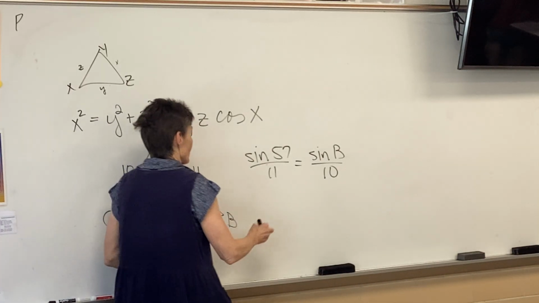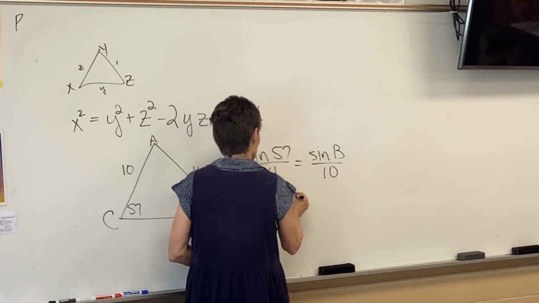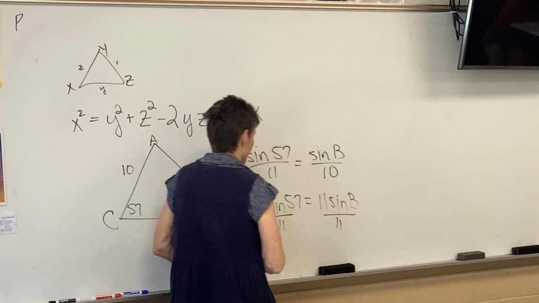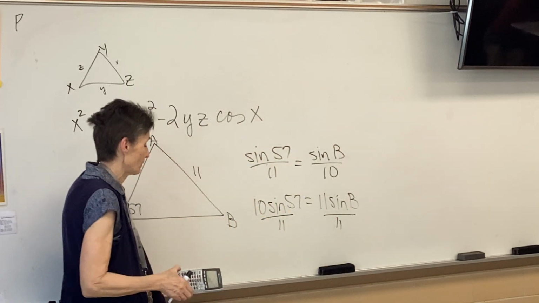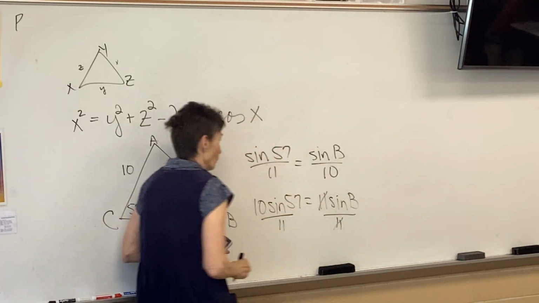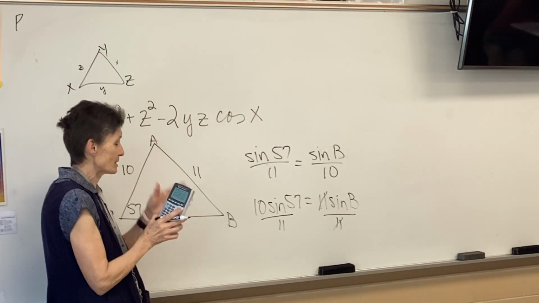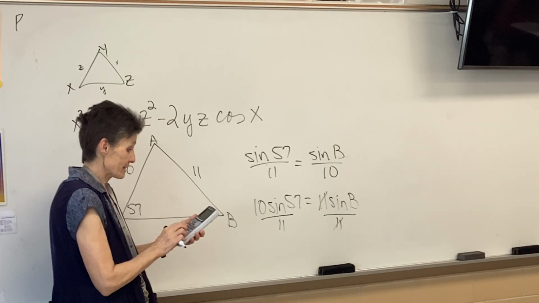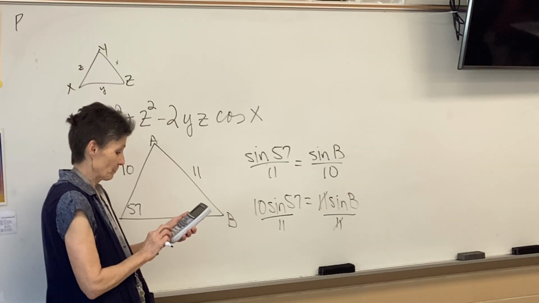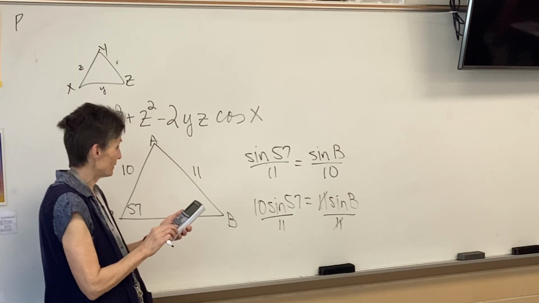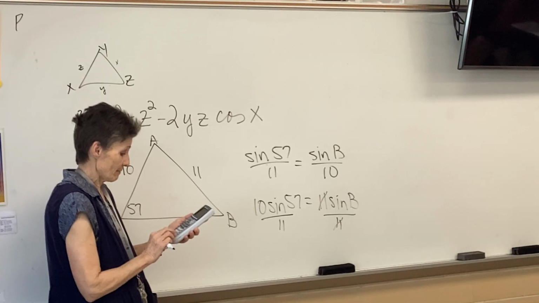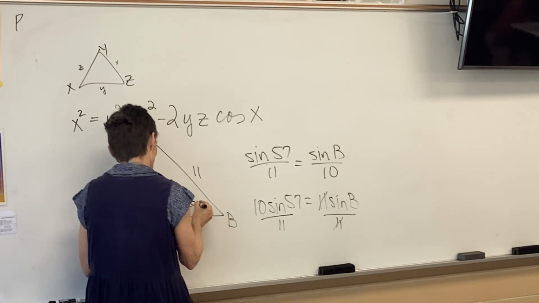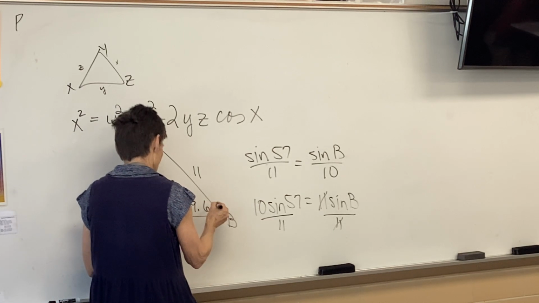All right, here we go. So 10 sine 57 equals 11 sine B. This is the moment of truth. What do I type in? I set up my law of sines, cross multiplied, divided, second sine, 10 sine 57 divided by 11. Shoot, I got 49.68.